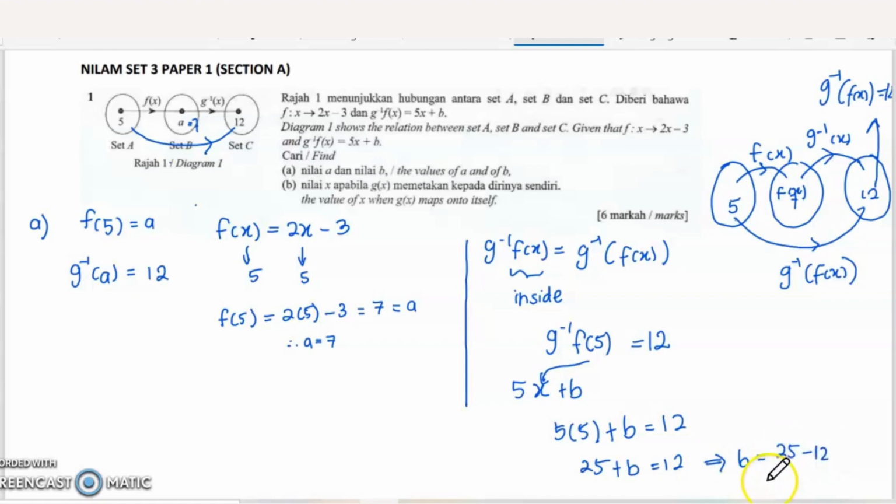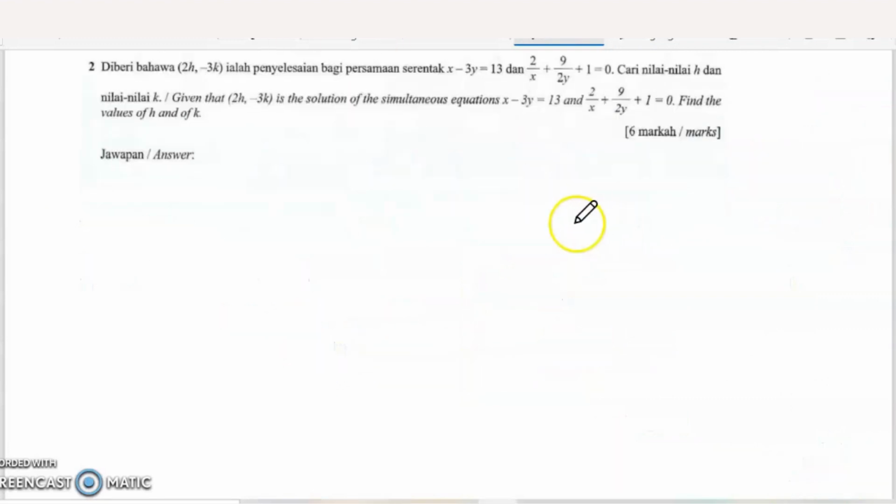Sorry, 25 minus 12 apanya? 12 tolak dengan 25, so 12 minus 25. So we get negative 13. So that is the value of a and the value of b. Okay, so we go to question number 2.